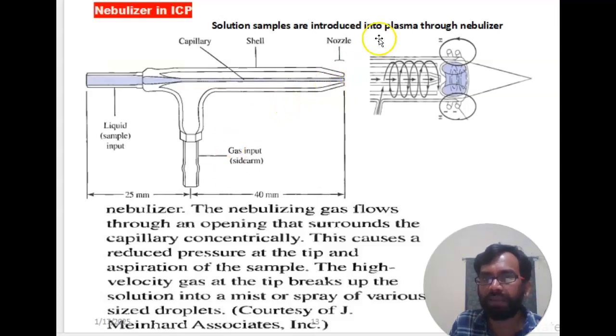So solution samples are introduced into the plasma through the nebulizer. The nebulizer's main role is, through the opening surrounding the capillary, to reduce the pressure at the tip of aspiration of the sample. So the nebulizer controls and reduces the pressure at the tip of the sample. That is the main role of the nebulizer in ICP.